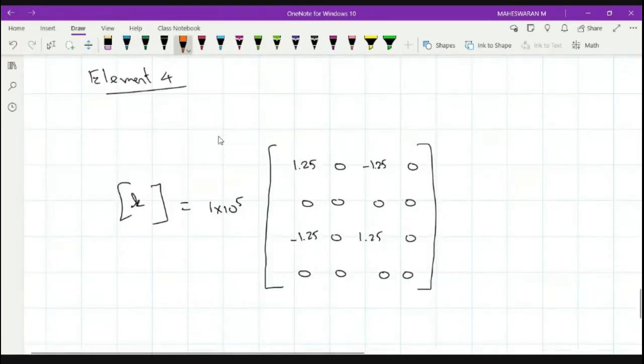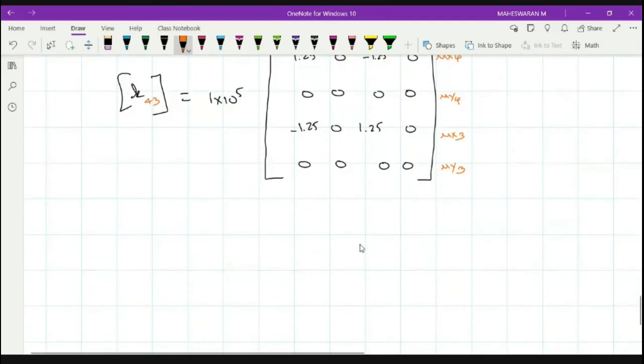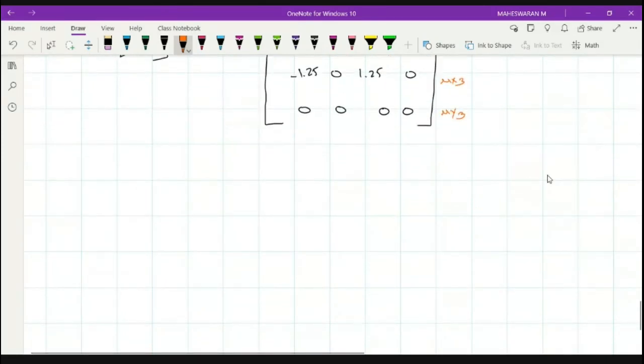So it is connecting 4 and 3. So in that case, you will get ux4, uy4, ux3, uy3, indicating 4 and 3. So ux4, uy4, ux3, uy3. These are my matrix. So this part is over. We identified all my element matrices.